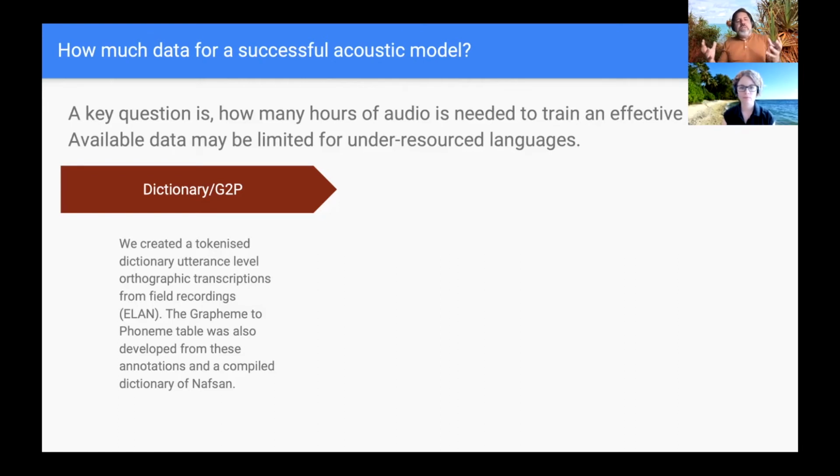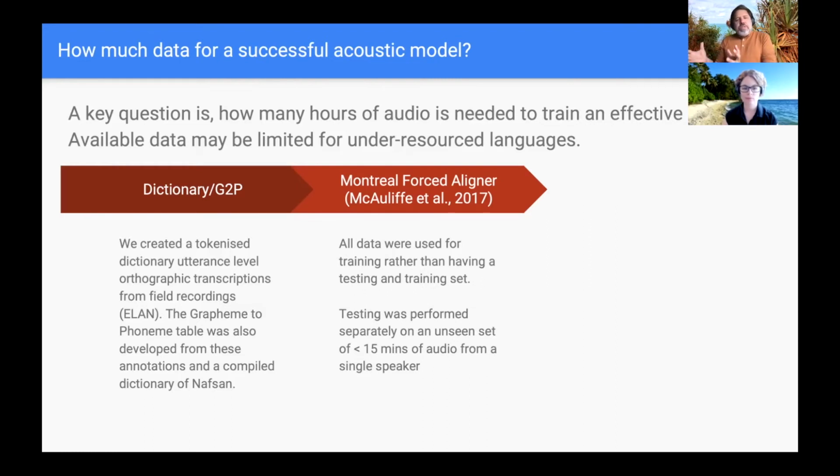And we built tokenized dictionaries, so dictionaries with both an orthographic representation and a phonemic representation, as phonetically accurate as possible. And this all came from the field recordings out of Elan. This was input into the Montreal Forced Aligner, and at this point we were using all data for the training session rather than having one set for training and one set for testing. And testing was performed separately on an unseen set of 15 minutes of audio that just came from a single speaker.